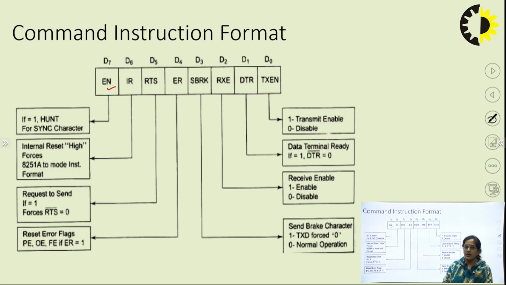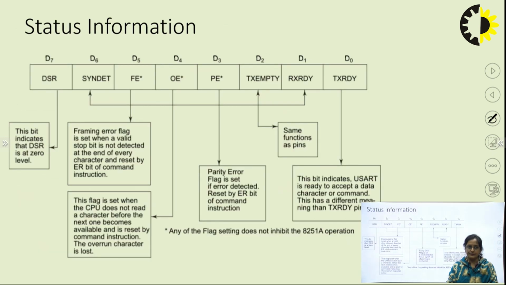Then we have send break character. It will force the transmitter to 1, otherwise normal operation is going on. If the receiver is ready to receive the signal, we make receiver enable 1. If we want the receiver to be disabled, then we make it 0. Data terminal ready: if this pin is 1, then the data terminal is ready, otherwise 0. And if we disable the transmitter, then this pin is not active. So these are the command instruction formats. Again, we have to activate this signal before using the 8251.